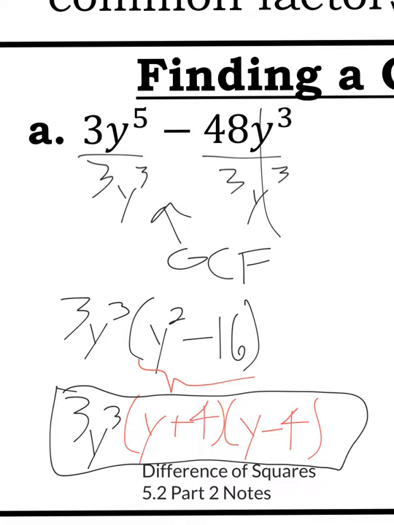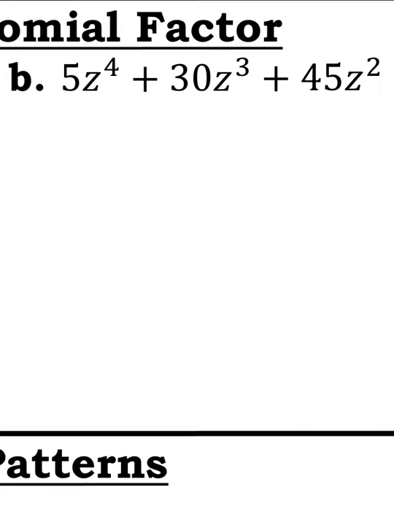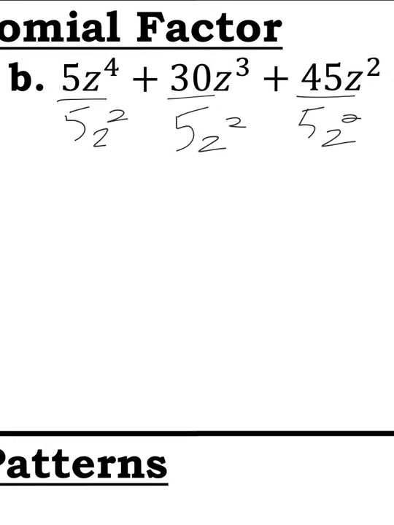Okay, let's move on to part B. So here we have 5, 30, and 45. So the common factor is 5. Alright, now they all have a z. What's the lowest power? 2. So I'm going to put 5z squared. And that's going to be my GCF, okay? And so I'm going to write 5z squared on the outside.